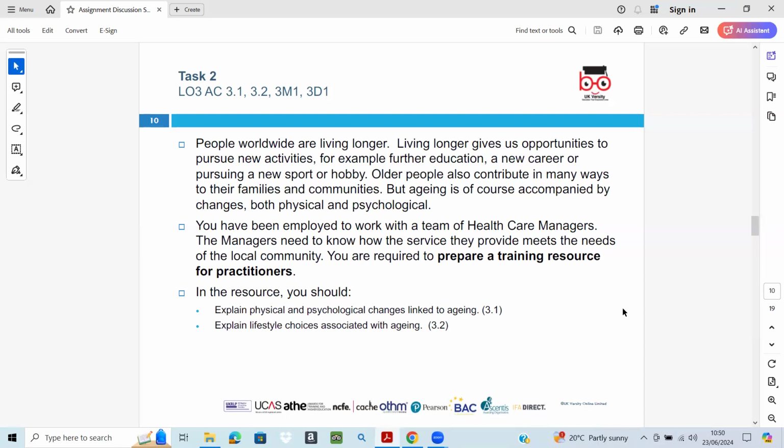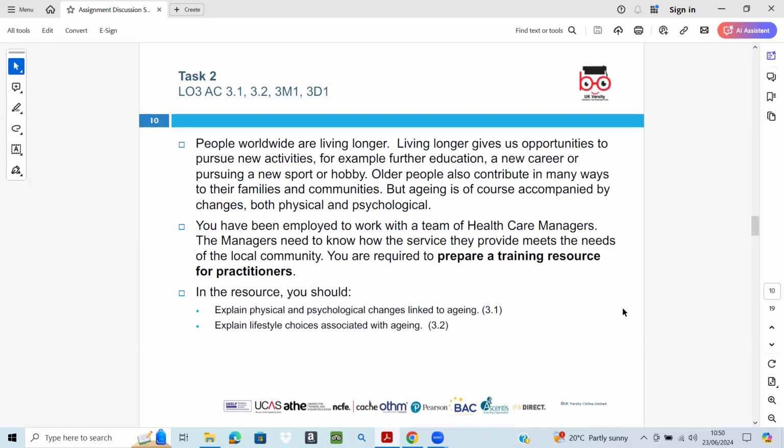It could be to explain physical and physiological changes linked to aging. That is criteria 3.1. We need to outline the common physical changes that occur with aging, such as decreased muscle mass, changes in vision and hearing, and increased risk of chronic illness.